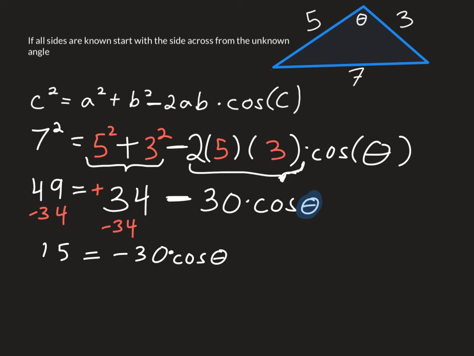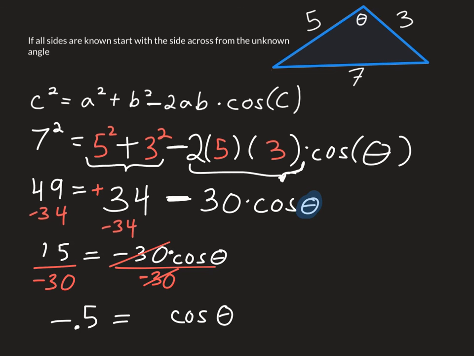So now it's negative 30 times the cosine of theta. If I want to get rid of that negative 30, it's attached with multiplication. So the opposite of multiplying by negative 30 would be to divide by negative 30. And that would cancel it on the right side. And if I do that on the right side, I've got to do that on the left side as well. So now on the left side, I have 15 over negative 30. That's negative 1/2, or you could call it negative 0.5. Either way would be just fine. All right, and now I have the cosine of theta on the right side.